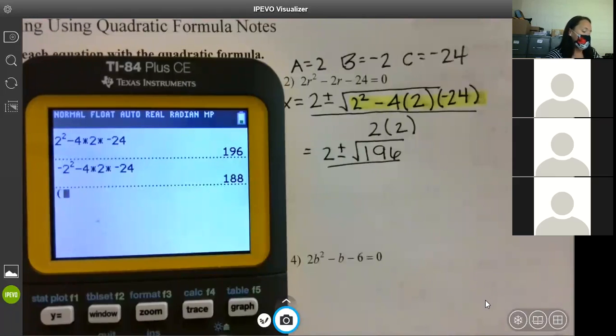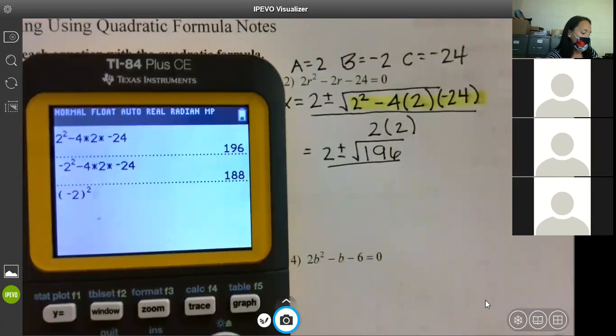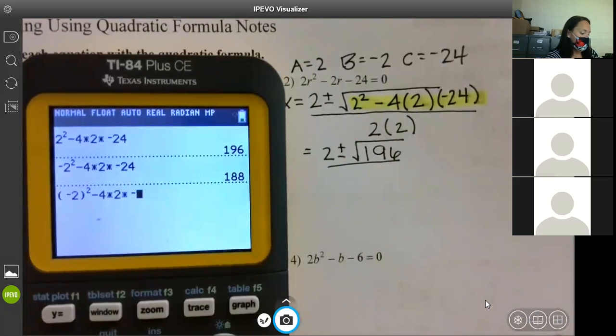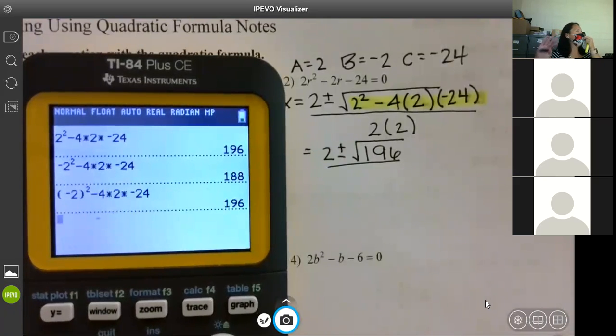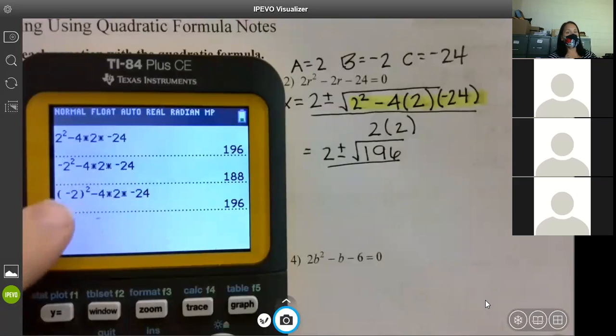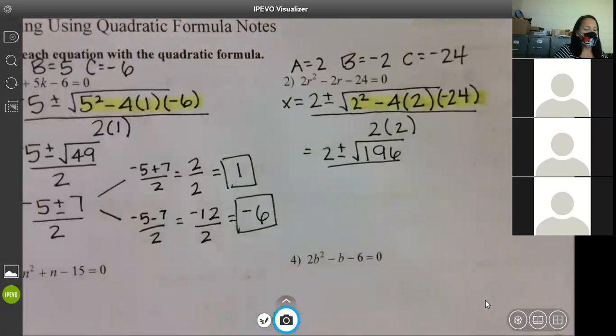Because you guys, and I don't mean this in a bad way, you'll be too lazy to put the parentheses around it and then do your minus 4 times 2 times negative 24. So that's why I always keep it positive, because it's going to turn positive anyway. So when we do that b inside, just go ahead and make it positive so you don't screw it up. That's all it is. If you know you can do it like this and you're going to put the parentheses around it, I don't mind you keeping it negative. I'm just trying to keep you from making mistakes.